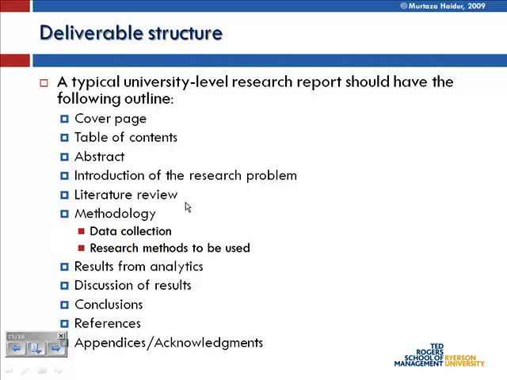And then finally, you can write a section on conclusions. You take the results and the discussion, and you draw some conclusions from there. The last few sections are the references, where the academic papers and others that we cited in the report go, and then we have the appendices and acknowledgements, and that's pretty much it. This is a standard deliverable structure.